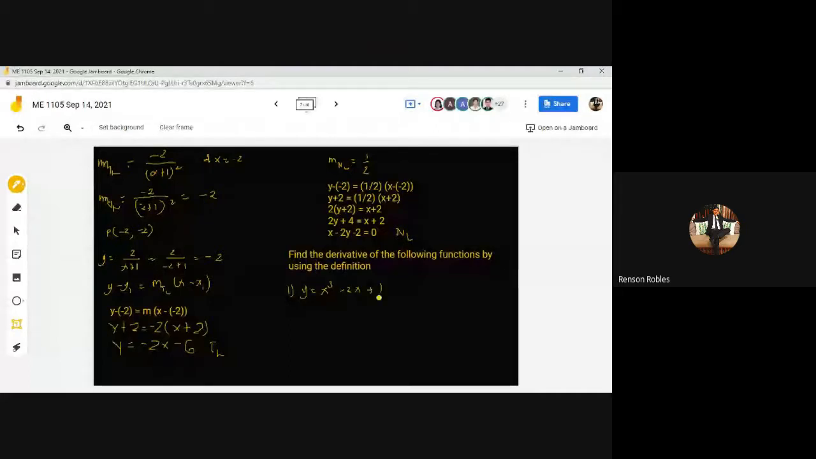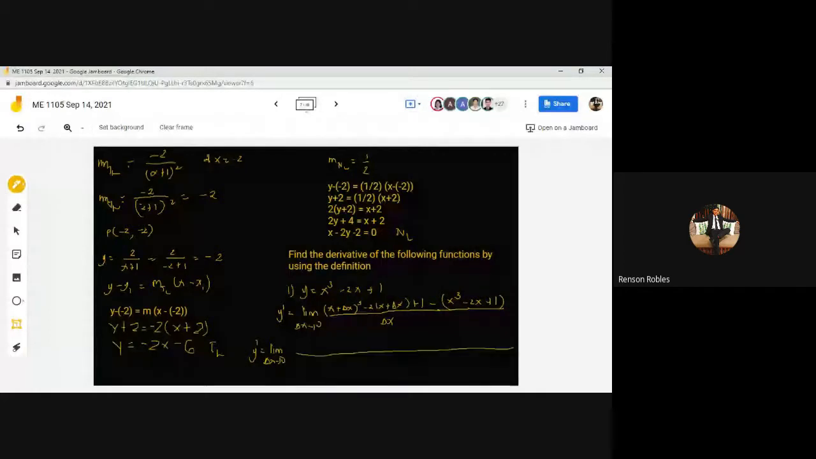So, dy dx or y prime equals the limit as delta x approaches 0. I know that this is not new to you. Delta x in the denominator. Then, you just replace x by x plus delta x. Then plus 1. Then minus the function itself, x cubed minus 2x plus 1. Then, you just simplify this part. Y prime equals limit as delta x approaches 0.